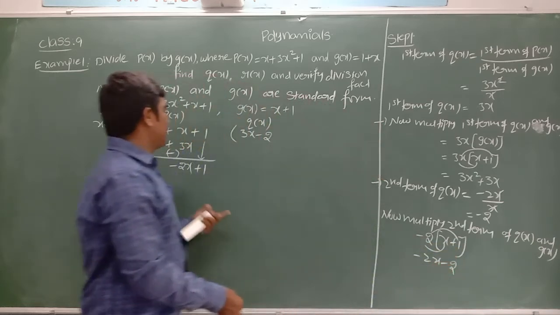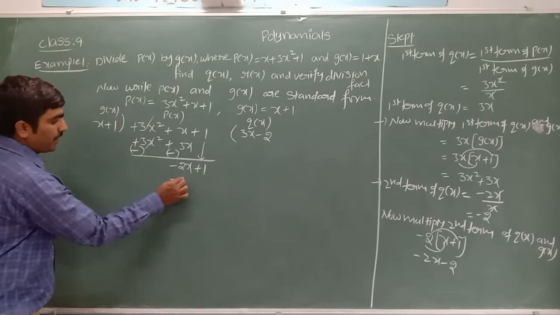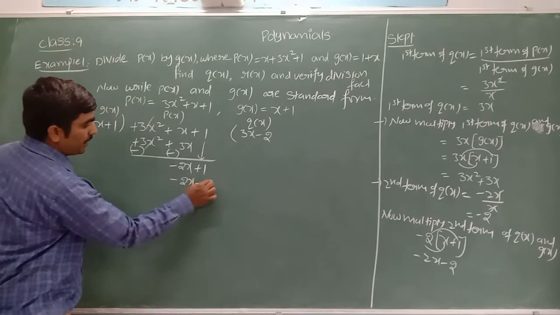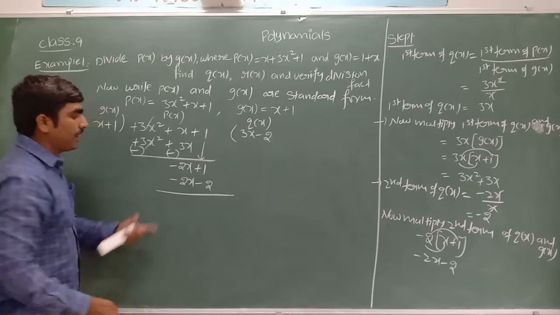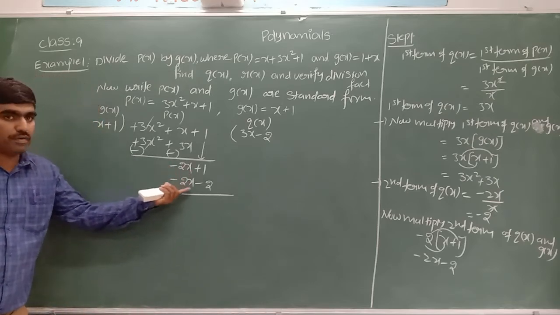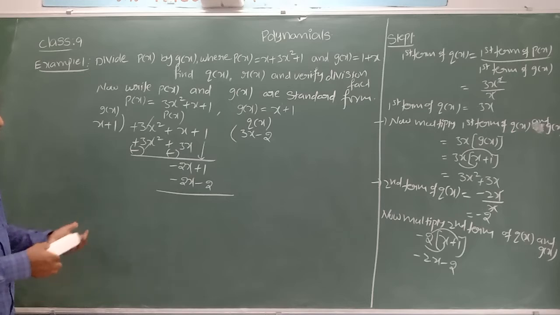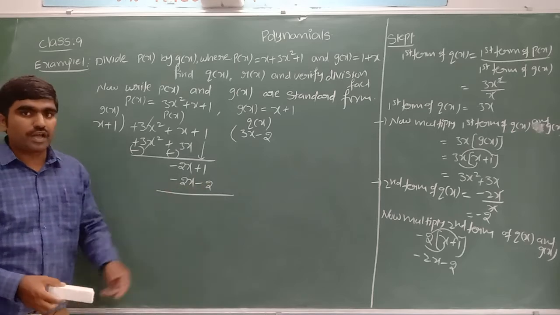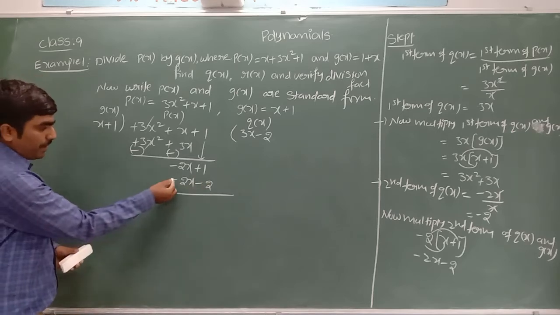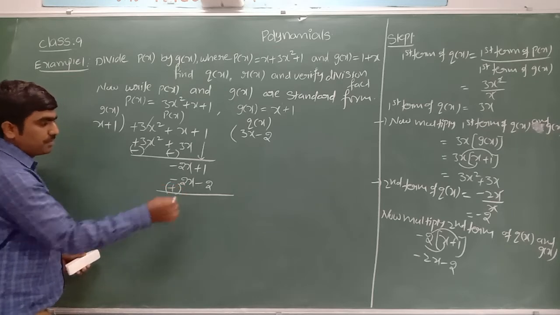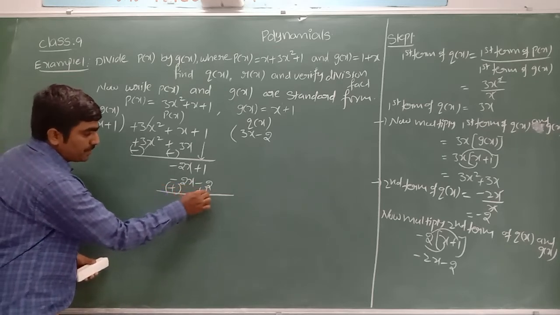Subtract this one from the dividend. Let me write here minus 2x, minus 2. Minus 2x, minus 2x, both have the same symbol, so we can't eliminate them directly. So what do we have to do? We have to change the symbols of the complete second row. If you have a minus symbol, change it to a plus symbol.